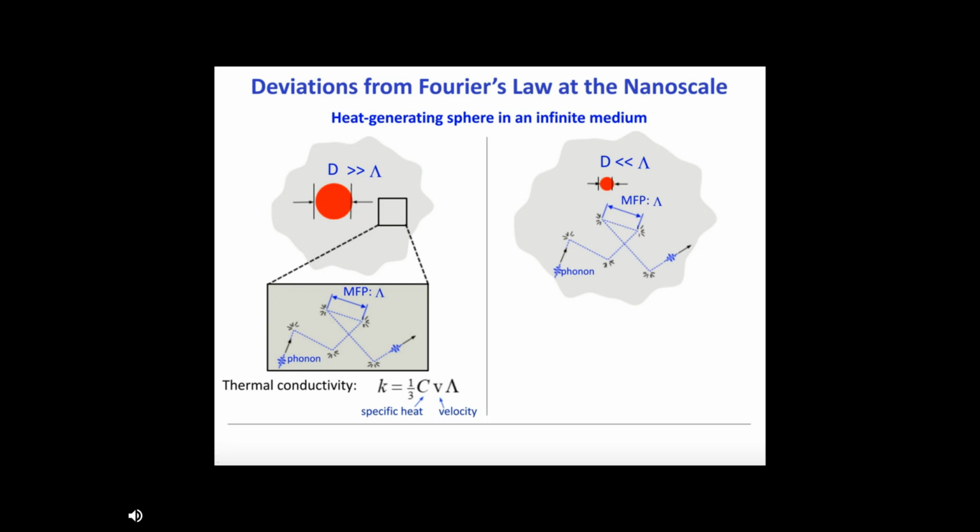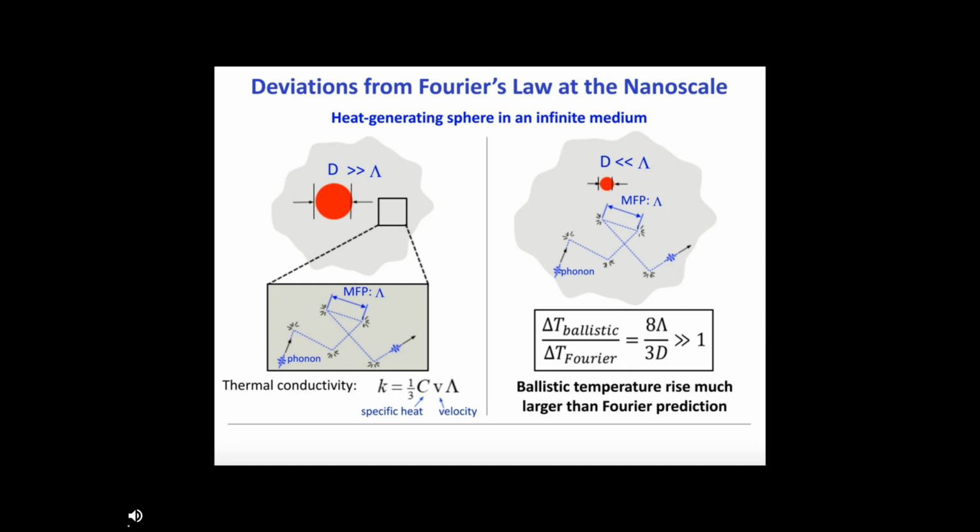But now let's consider a different case where we have a heat-generating nanosphere whose diameter d is much, much smaller than that mean free path lambda. It turns out that in this case, which we call a ballistic heat transfer scenario, Fourier's law no longer applies, and instead we have to solve the Boltzmann transport equation in order to calculate the temperature rise of our sphere. And in this simple case, we can get an analytical solution, and it turns out that when the sphere is much smaller than that mean free path lambda, the temperature rise is much, much larger than what Fourier's law predicts.